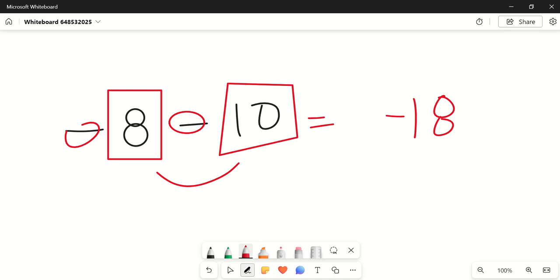In terms of money, again, you owe somebody $8, and now you suddenly owe somebody else $10. You owe $18 total. So negative 18 is our answer.